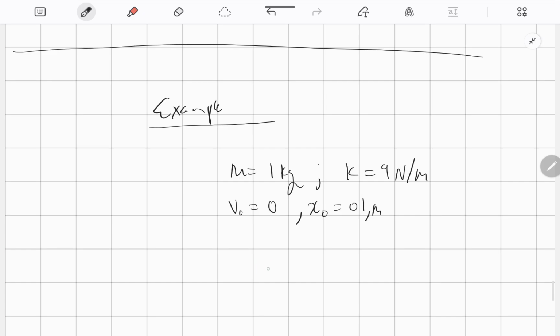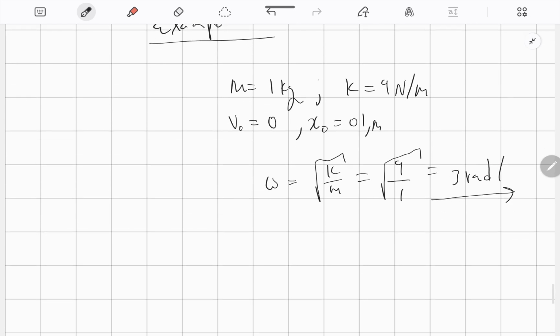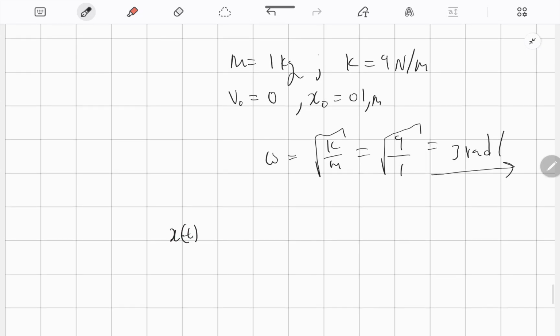Now I'll say compute omega, and omega we know is the square root of k over m. Let me put k as 9 and m as 1 under the root, and then it becomes 3 radians per second. So we already have omega. Then we can remember our equation for position. It was c1 cos omega t plus c2 sine omega t. So you can plug in initial values and find the constants.